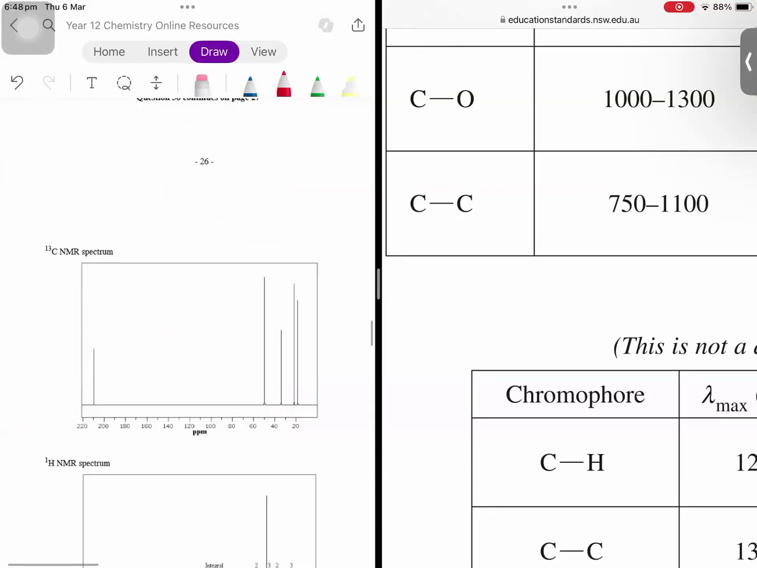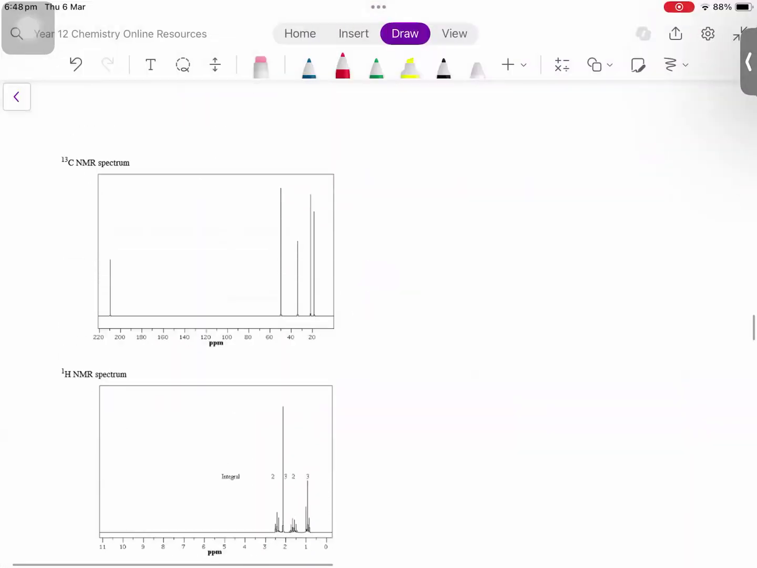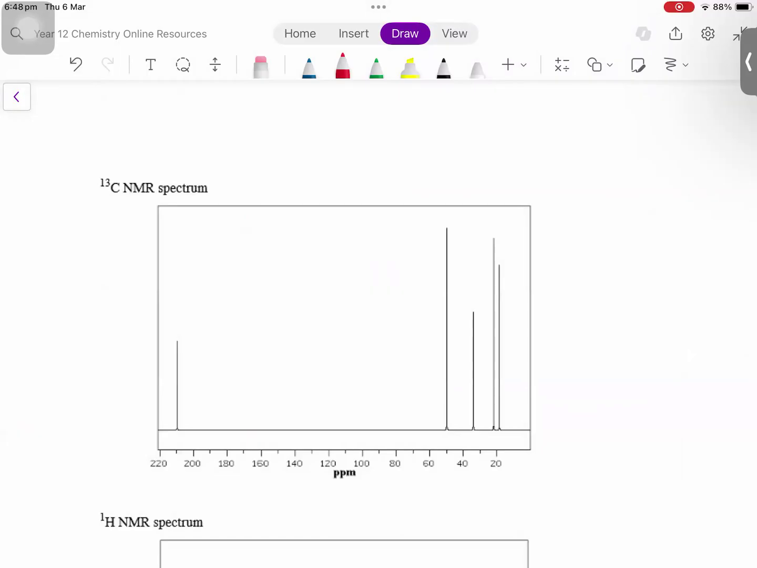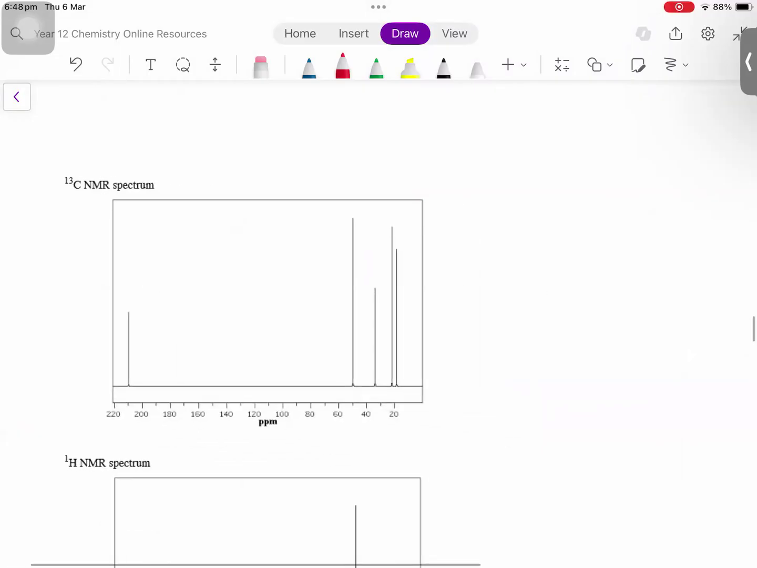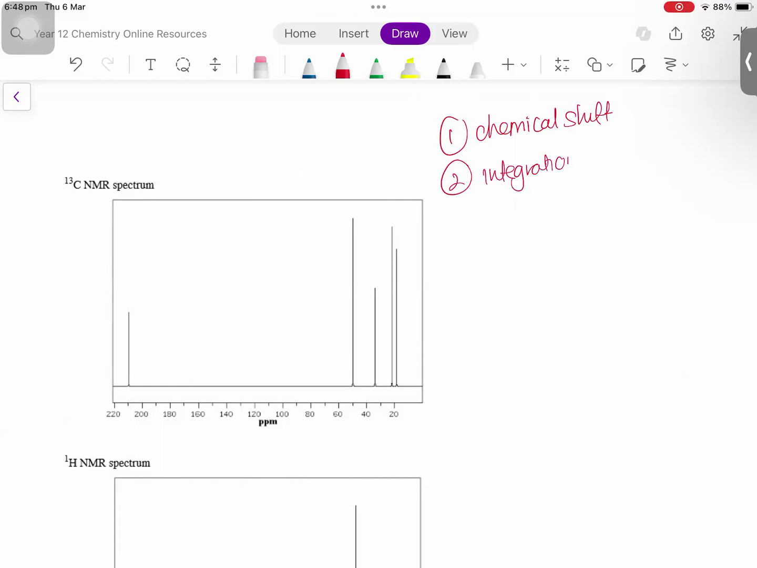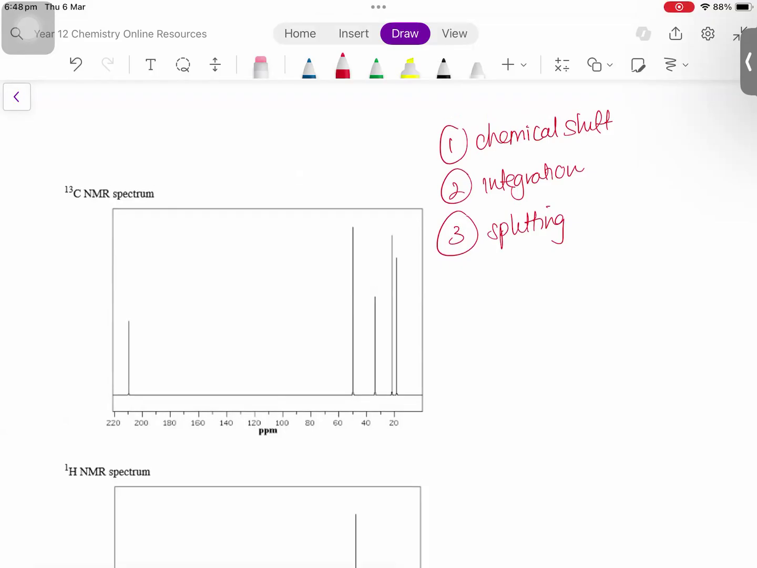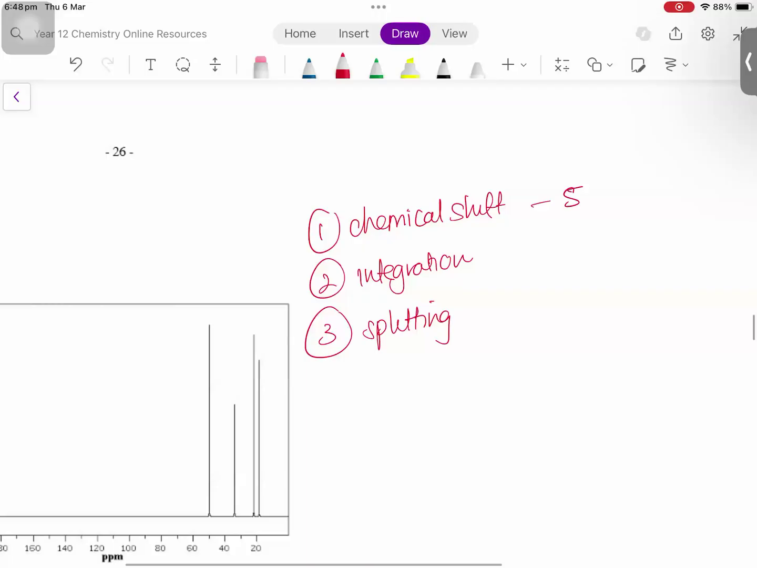You've got your carbon-13 NMR spectrum. How many signals are here? Five. So remember the three things we're looking for? We're looking for chemical shift, which is the signals and how far left and right they are. We're looking for integration. And then the third one, do we look at this for carbon-13? No, okay. Splitting only shows up on a proton NMR graph. So for carbon-13, we're only looking at the first two. So you see five signals.